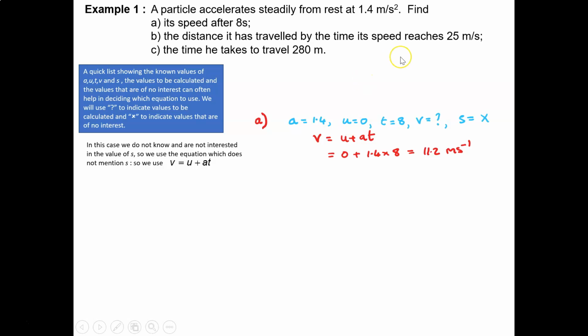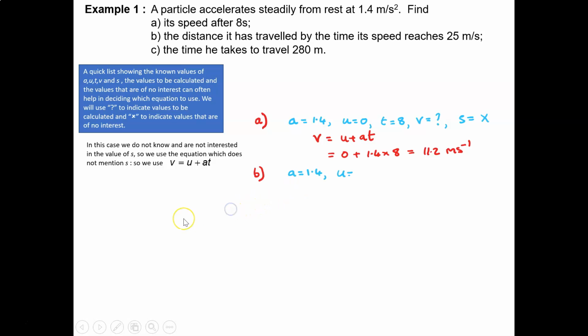Part B, we need to find the distance it has travelled by the time its speed reaches 25 meters per second. Two ways of denoting meters per second, either meters divided by seconds or meters S to the minus 1. Both forms of the unit mean the same.